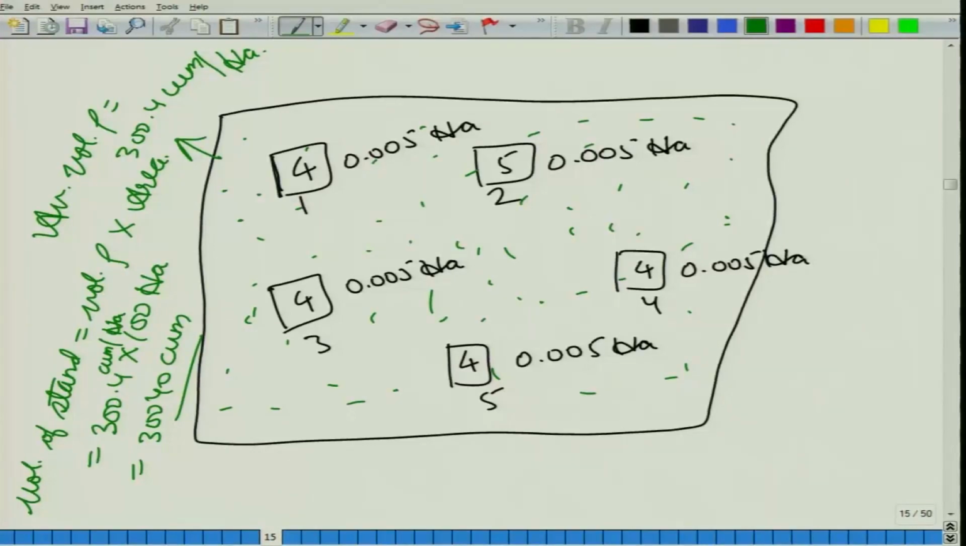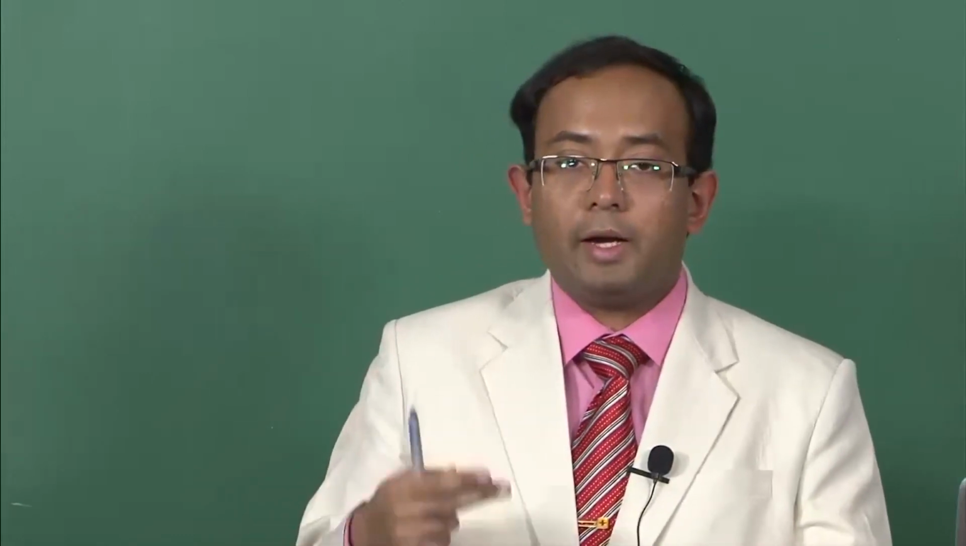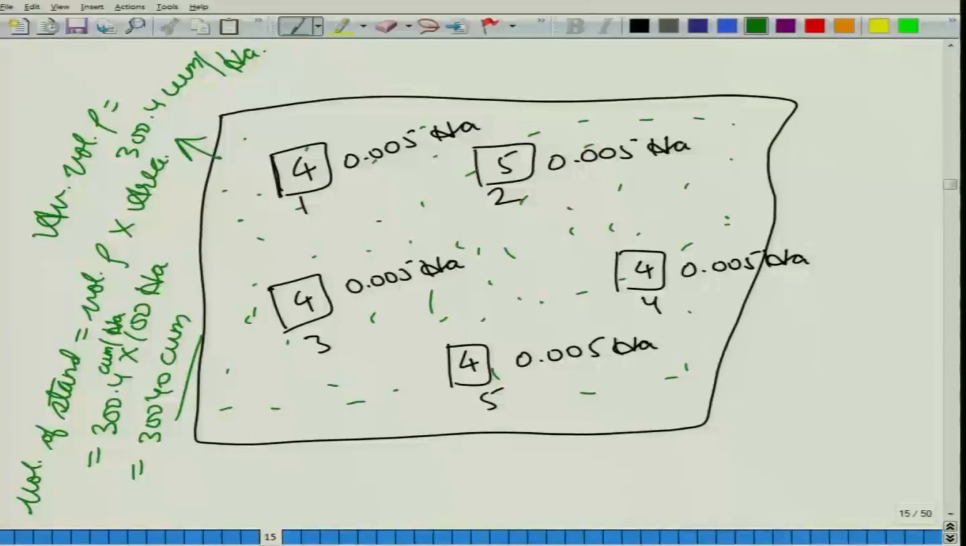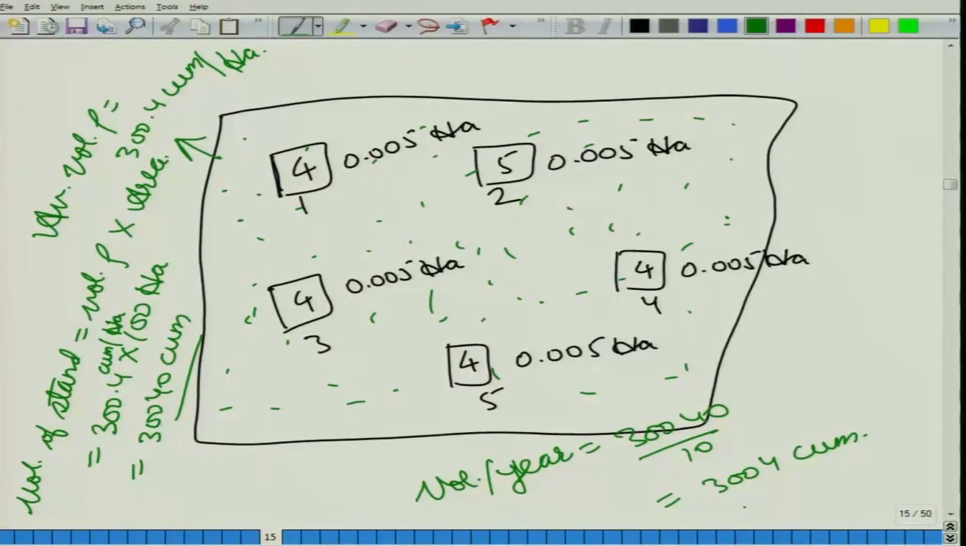How does that help us? Suppose we wanted to harvest this stand, and suppose we chose it in such a way that in a period of 10 years we are going to harvest this stand. So, how much would be the volume of wood that we will be able to extract in each year? That would be the total volume divided by the total number of years. So, if we considered that to be 10 years, the volume per year will be 30040 by 10 is 3004 cubic meter, or approximately 3000 cubic meters.